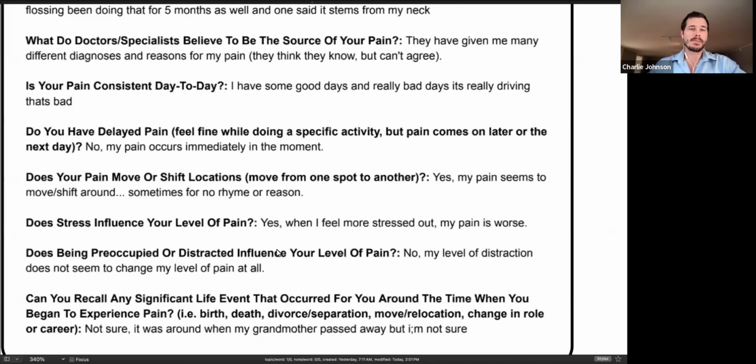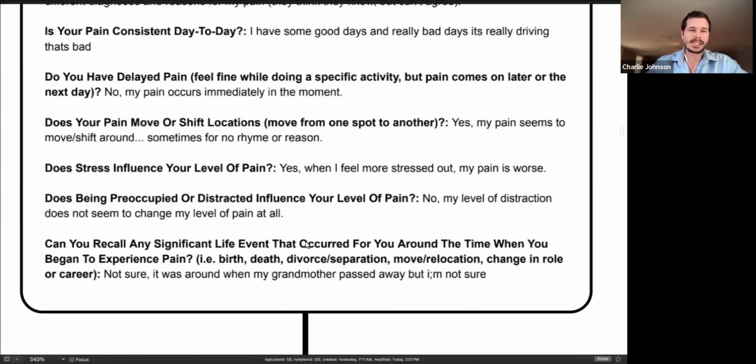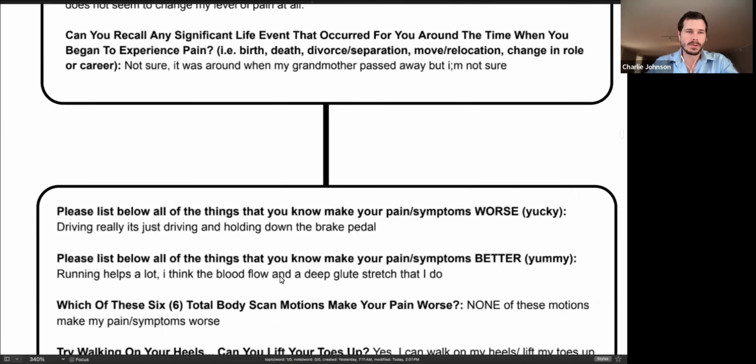All this will become important as we chat through things later. Stress does seem to increase his pain. If he's distracted, it doesn't change the pain of the symptoms. I ask for any significant life events, good, bad, or indifferent around the time symptoms started. And he said, well, not sure, but it was around the time my grandma passed away.